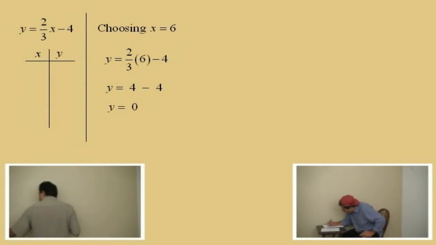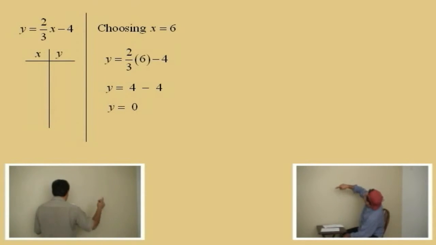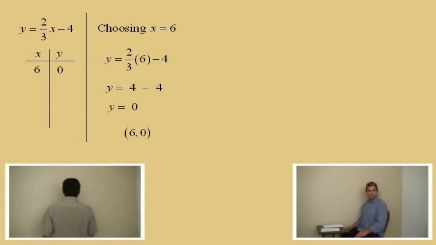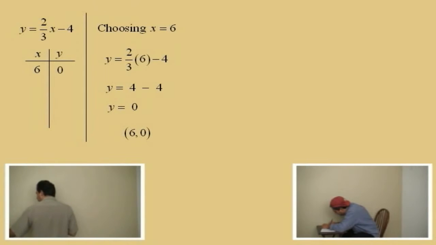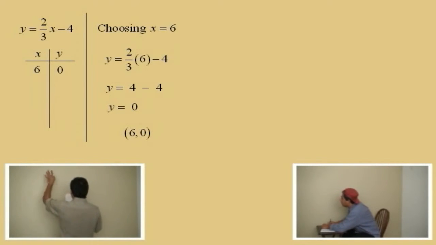Okay. And so that is the ordered pair what, Charlie? We chose x equals 6. The y came out to be 0. So what's our ordered pair, Charlie? 6, 0. Very nice there. Okay, we'll go ahead and put that on our table.